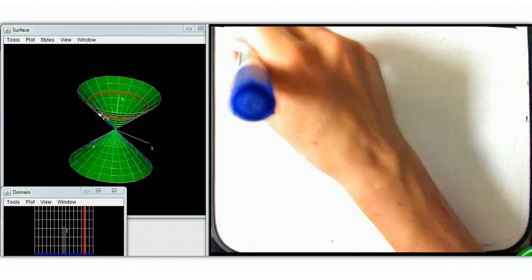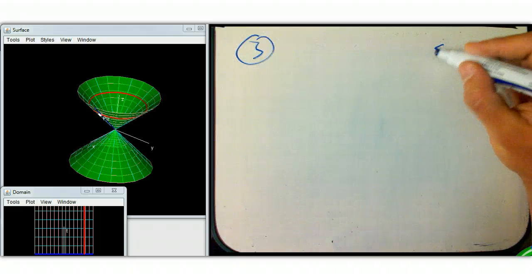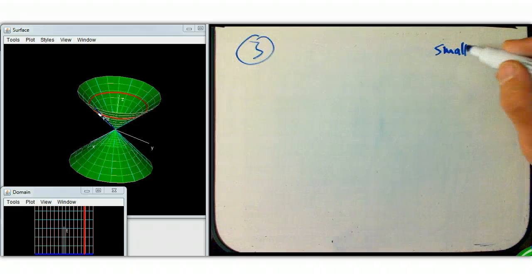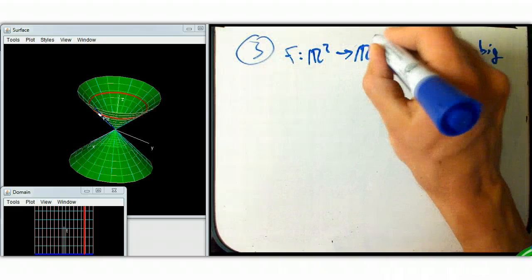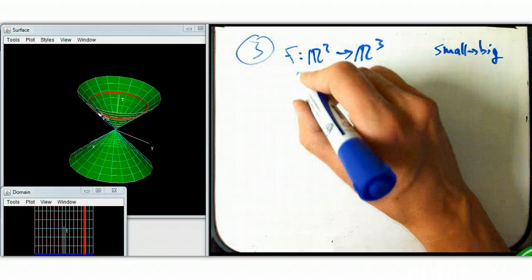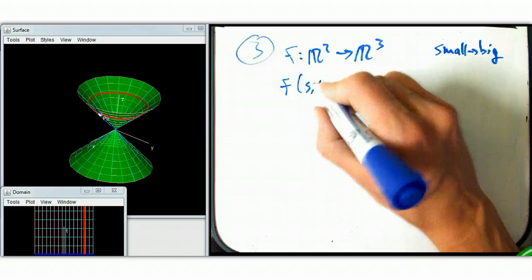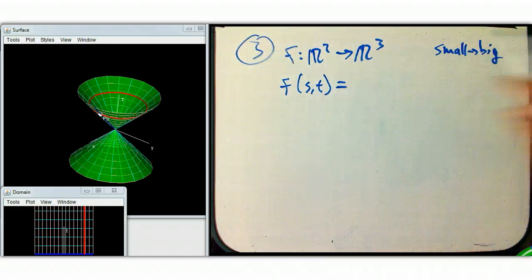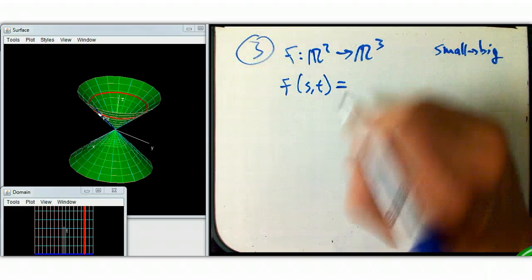Let me do one more example in this part of the video, and then I'll just switch to another video so they're not too long. Example 3, this is going to be another small to big example. Here we're going to go from R2 to R3, and we're going to take f of s and t, and you might wonder why this cone has been sitting there on the left of the screen for a while. Here's where we're going to use it.